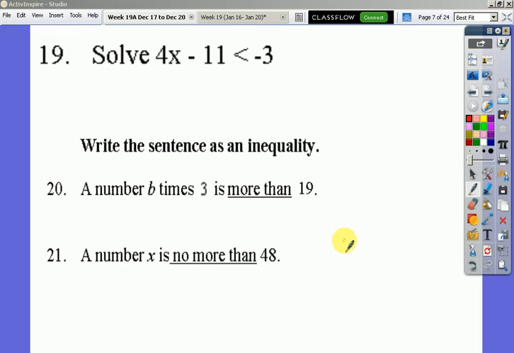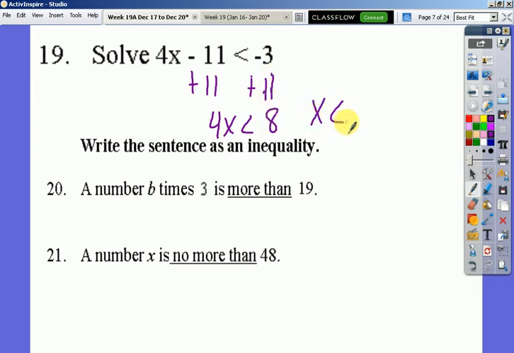This first one says, solve 4x minus 11 is less than negative 3. What do I do? I add 11 to both sides. I get 4x is less than 8. So x is less than 2. All right, this does not say to graph it, so I can stop there.